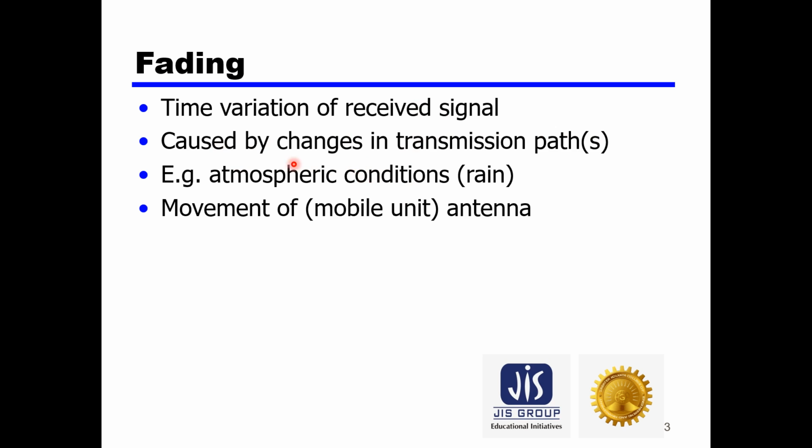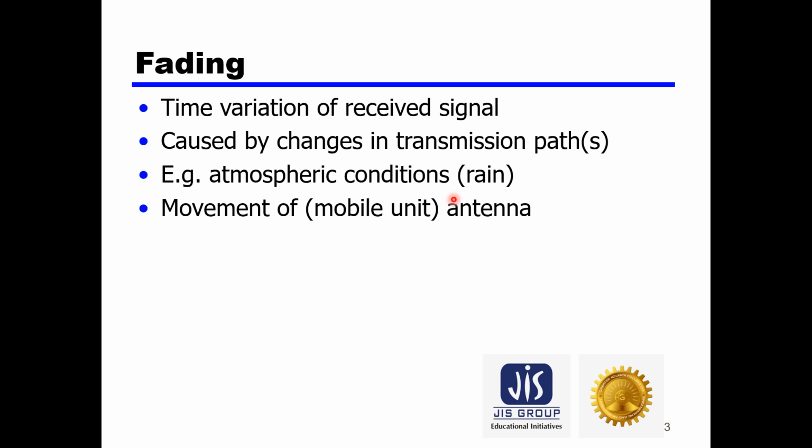Next one is the atmospheric condition. Atmospheric condition also plays a vital role in fading, because of rain attenuation, as we all know. If heavy rainfall occurs in a certain area, then the communication is also hampered. Because of the heavy rainfall, fading will occur, and the signal reception quality will be very bad.